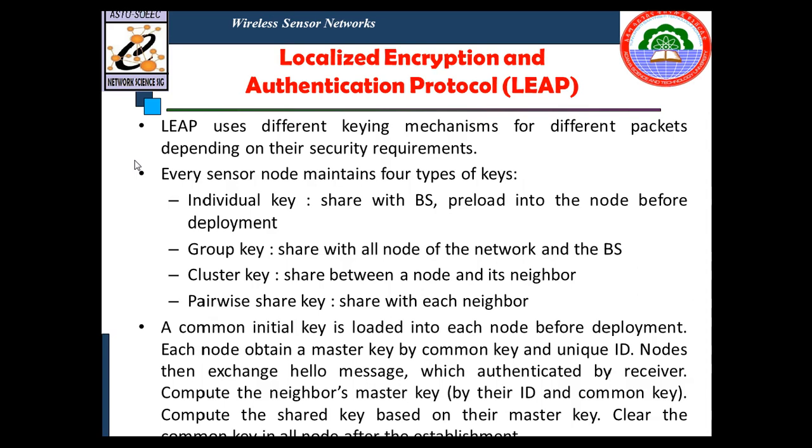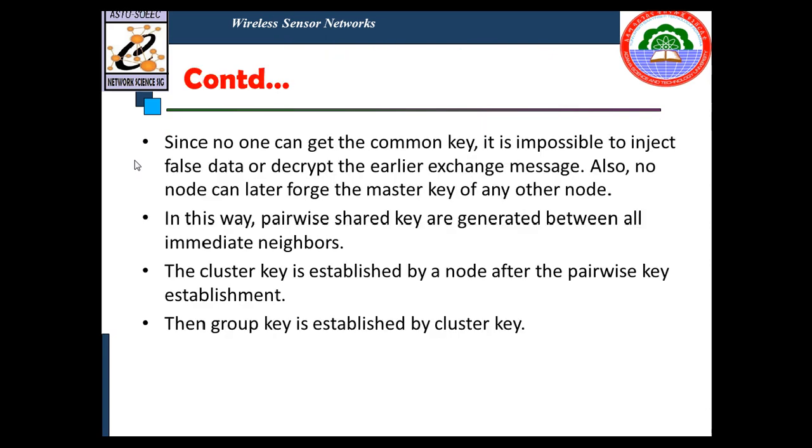So in this, it uses different keying mechanisms for the different packets depending on their security requirements. Every sensor node maintains 4 types of keys: individual key, group key, cluster key, and pairwise shared key, which is used to share with each neighbor, whereas the cluster key is shared between a node and its neighbors. The group key is shared with all the nodes within that particular group or under the base station. The individual key is used to represent that particular sensor node.